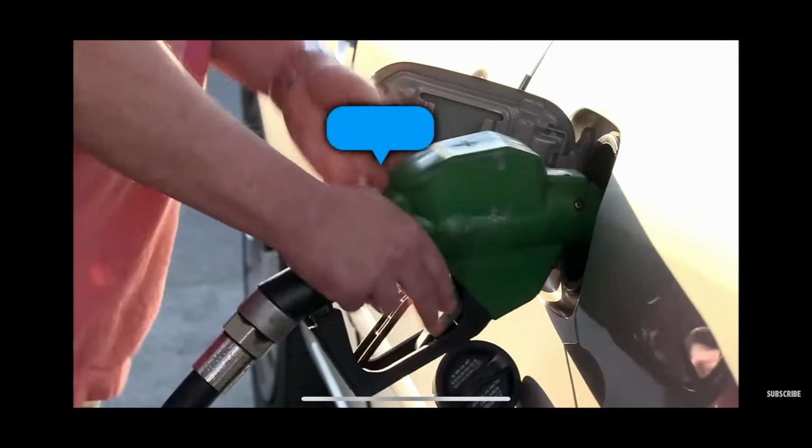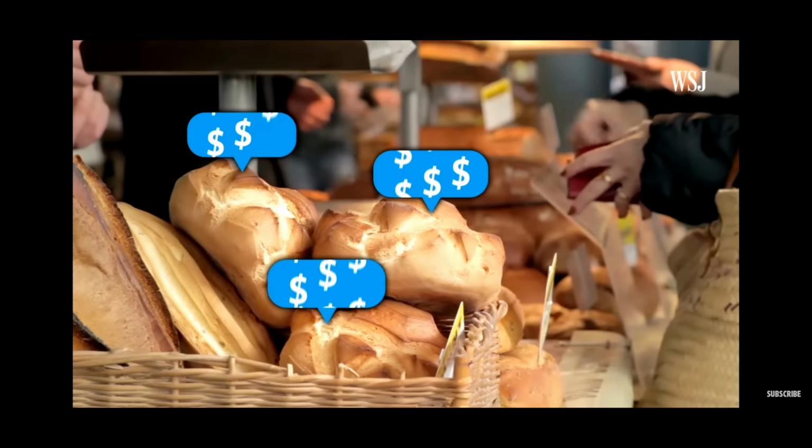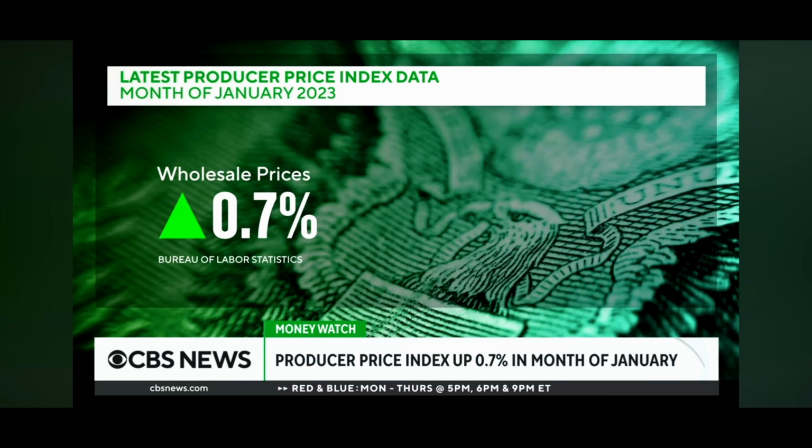Plane tickets, gasoline, groceries. Inflation has hit the U.S. hard. Wholesale prices were also up 6% in January compared to the same time last year.